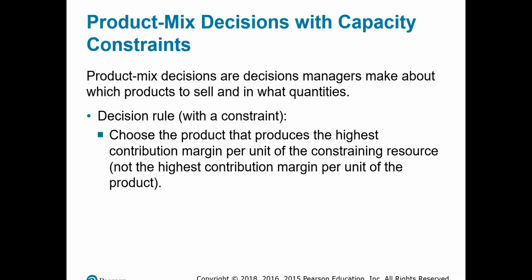So the decision rule is going to be, with any type of constraint, choose the product that produces the highest contribution margin per unit of the constraining resource. So we do not focus on the highest contribution margin per unit of the product, but the highest contribution margin per unit of the constraining resource. If we're limited by machine hours or direct labor hours, we want to focus on the highest contribution margin per unit of whatever that constraint is.